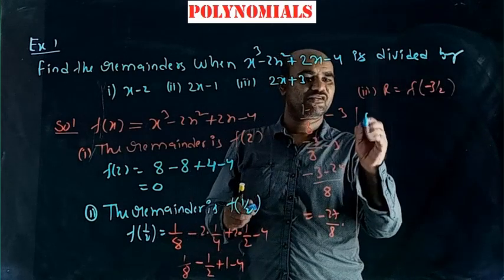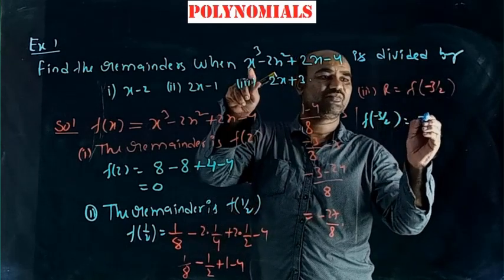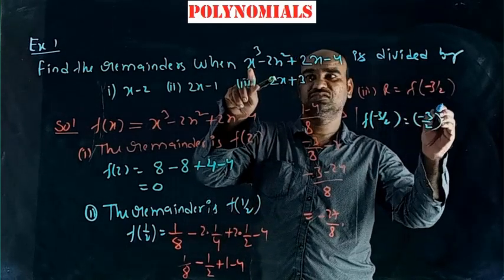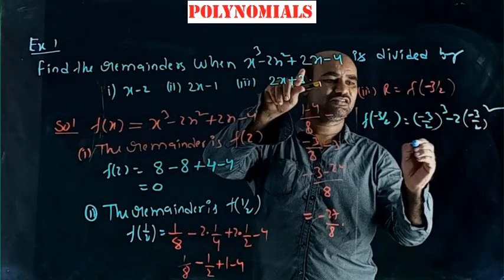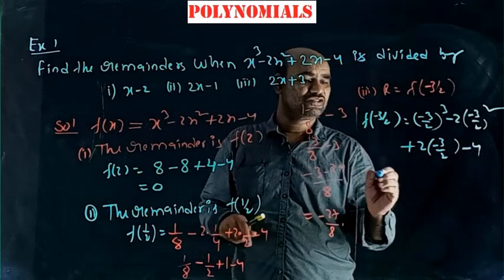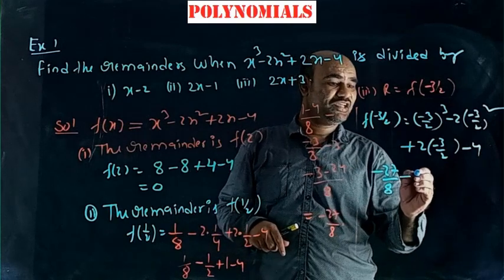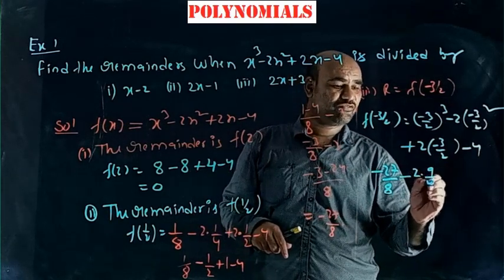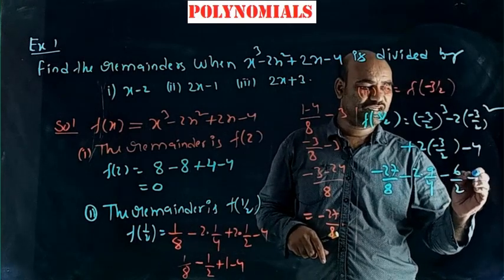Okay, f of minus 3 by 2, which is the same as minus 3 by 2 cubed, minus 2 into minus 3 by 2 squared, plus 2 into minus 3 by 2, minus 4. So minus 27 by 8. Okay, minus 2 into 9 by 4. Okay, minus 6 by 2, minus 4.